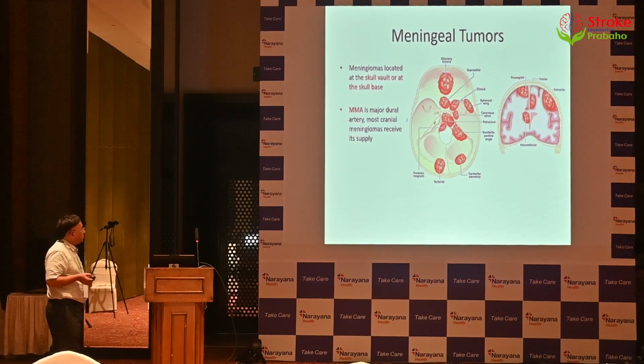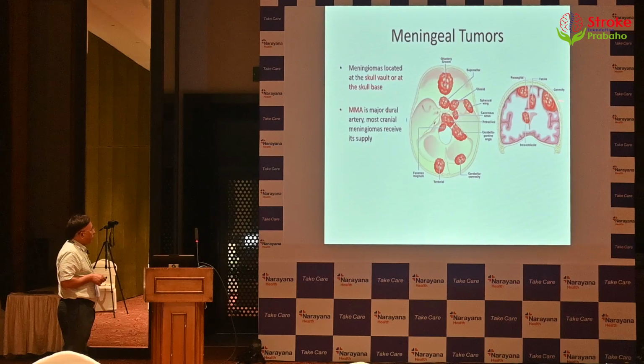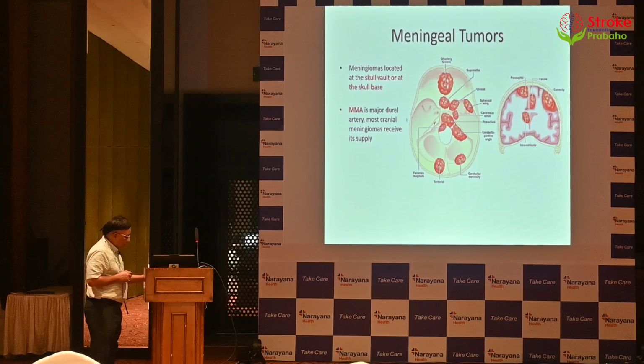Then second is meningeal tumors. So meningiomas are present at the skull vault or base of skull, and the middle meningeal artery is the major dural supply to the meningioma. So these are the various locations: olfactory groove, suprasellar, clinoid, sphenoid wing, cavernous sinus, petroclival, cerebellopontine angle, cerebral convexity, tentorial, foramen magnum, parasagittal, falcine, convexity, intraventricular. So these are the various common sites for the meningioma.